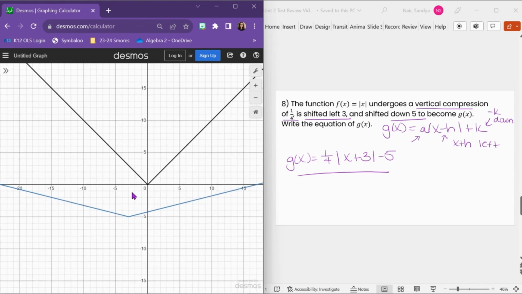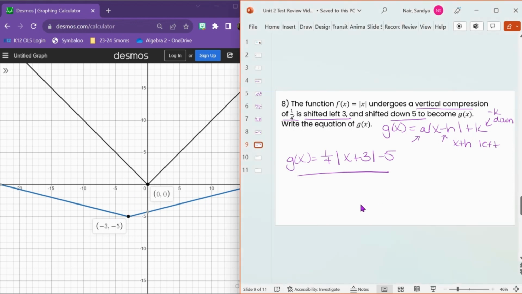Is it shifted left 3? Well, let's look at the vertex. Here it was at 0, 0, and then here it is at negative 3. So it did go left 3. Did it go down 5? Yes, it did, because this y coordinate was at 0, and now this new y coordinate is at negative 5. So that's how you can always use Desmos to verify on the transformations questions.